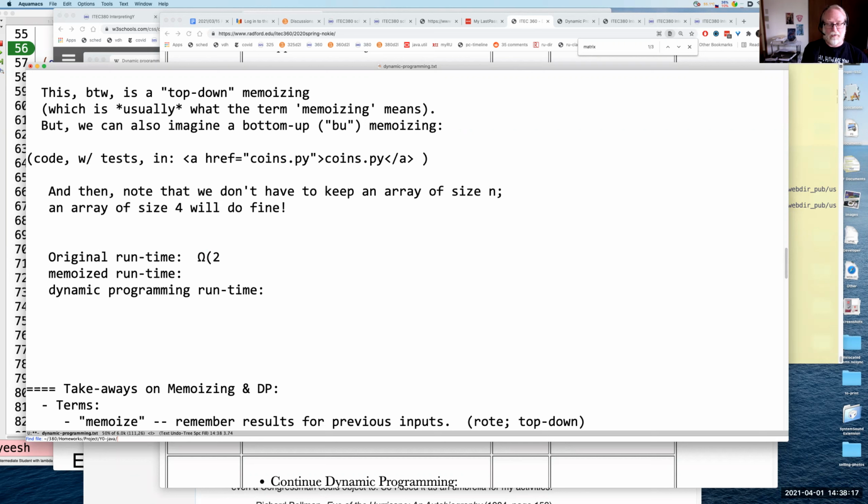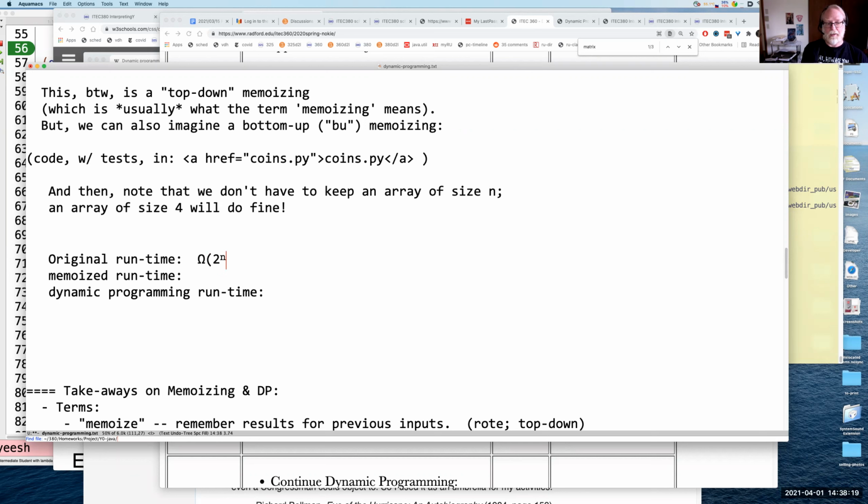2 to the n. It was at least 2 to the n. It was actually more like 3 to the n or 4 to the n. I'm not quite sure how many. It's probably close to 3 to the n. I'm saying big omega because it was at least 2 to the n. It was actually, I think, even asymptotically bigger than 2 to the n. So I'll say big omega there. The original runtime was worse than 2 to the n, which is awful.